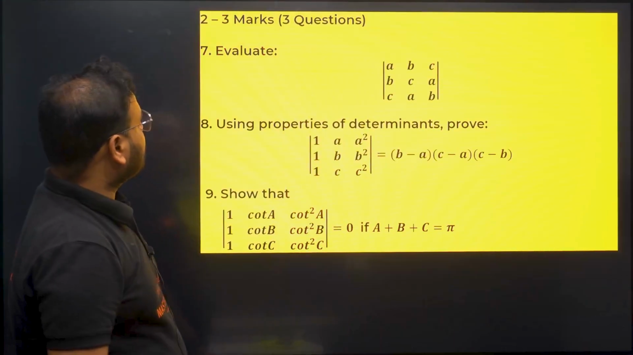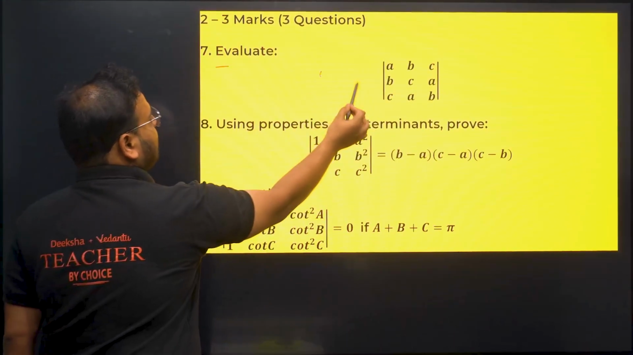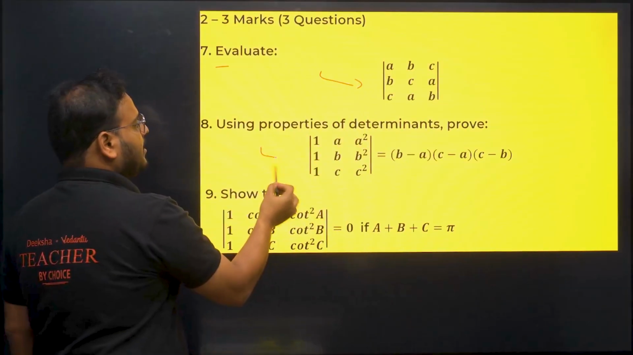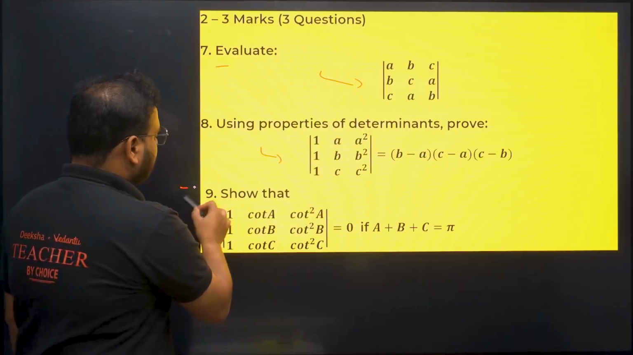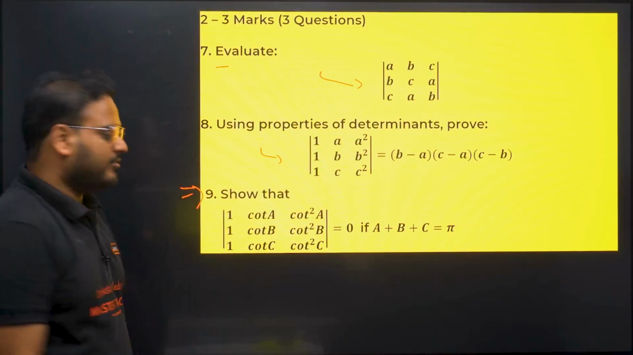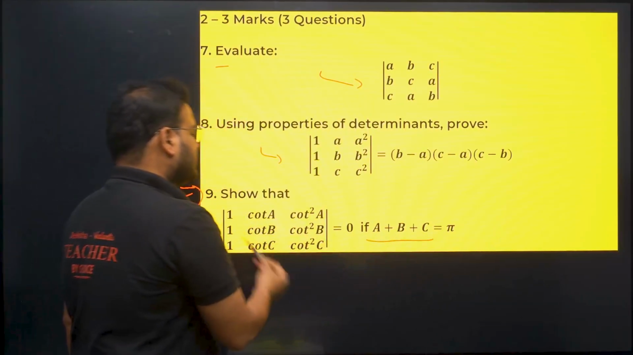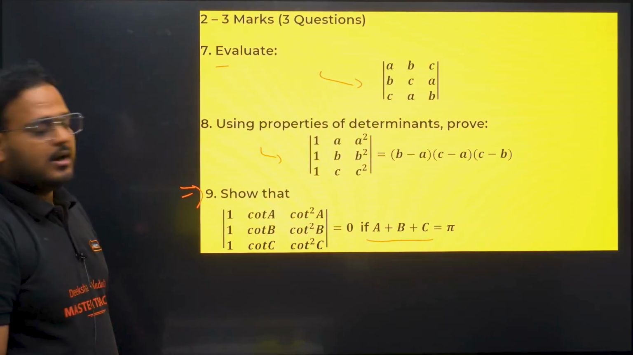Moving on, 2 to 3 marker. Evaluate this variable based determinant, this one. So this is the property to solve this. And again another question on the 2 marker, 3 marker. If this is given a plus b plus c is pi, then what is this condition going to be? Okay, you have to prove that.